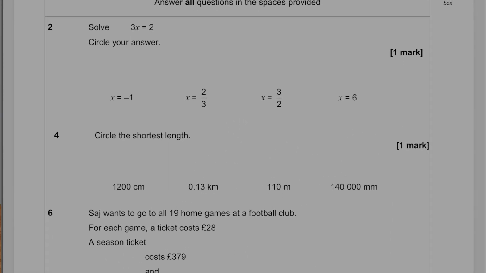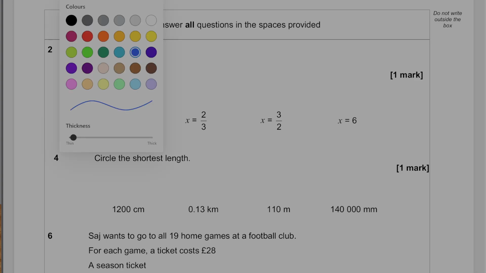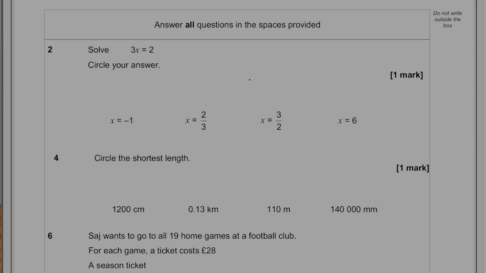So question 2, so even questions only. Question 2: solve 3x = 2 and circle your answer. So for this question, I'm going to go for this color. In effect, if I show 3x is equal to 2, I'm going to divide both sides by 3. So I would get x is equal to 2/3. So I'm going for that one.